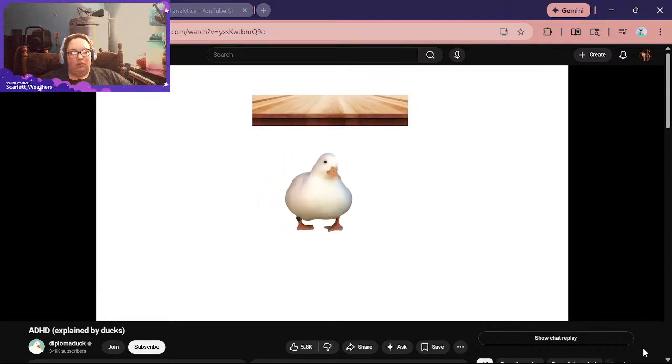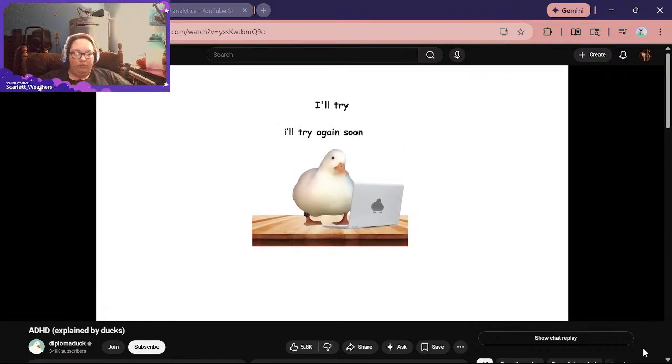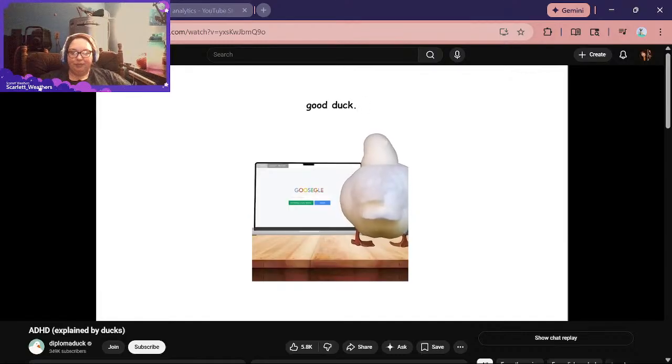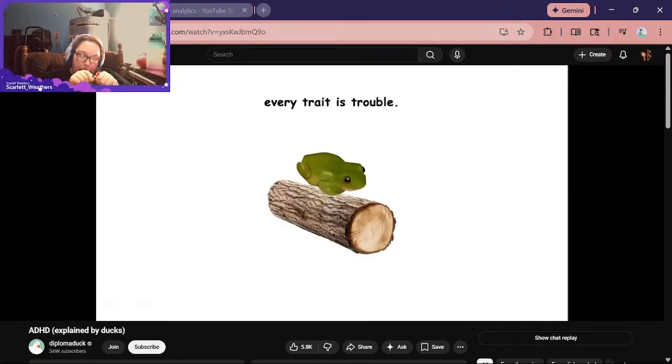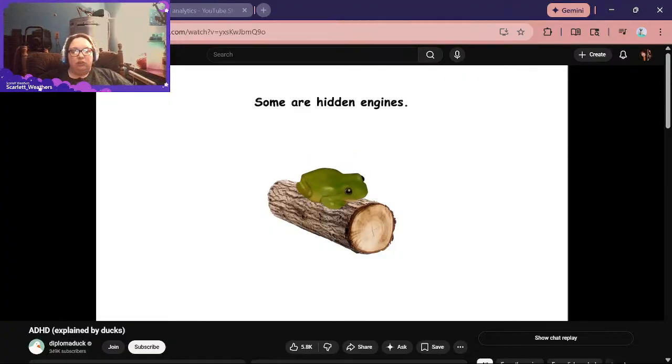Duck learning to say, I did what I could. I'll try again soon. I'm still a good duck. Duck writes one sentence. Duck say yes. Not every trait is trouble. Some are hidden engines. See what this duck does with them.